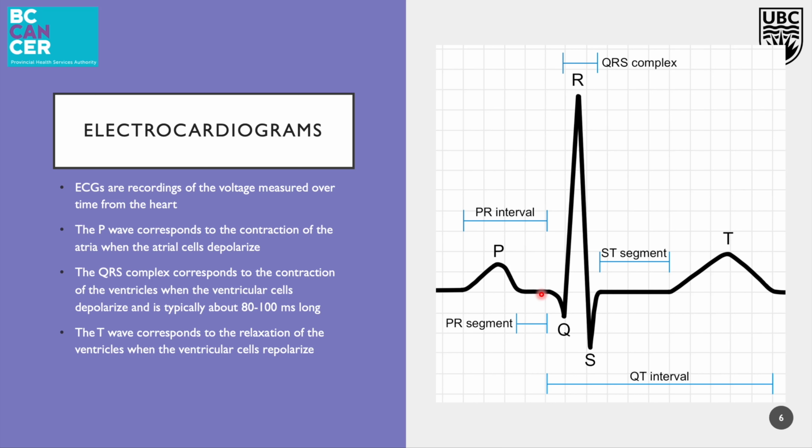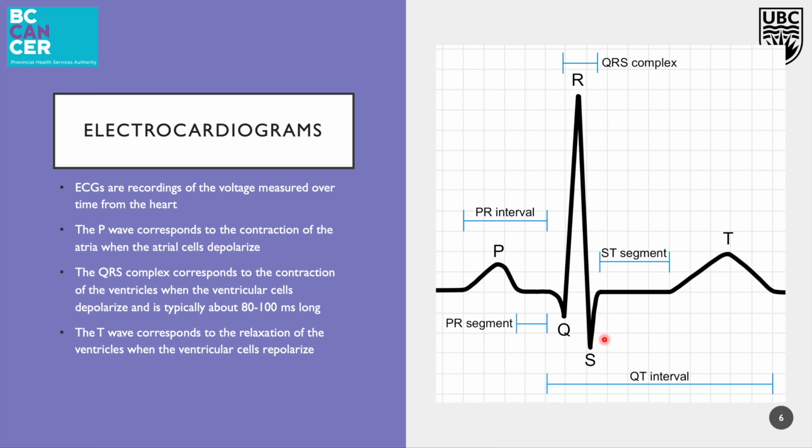Looking at some of the major features of this, the P wave corresponds to the contraction of the atria when the atrial cells depolarize. Then the QRS complex corresponds to the contraction of the ventricles when the ventricular cells depolarize, and this is typically about 80 to 100 milliseconds long. And then finally, we have the T wave, which corresponds to the relaxation of the ventricles when the ventricular cells repolarize. Now, you may have noticed I didn't mention atrial repolarization, and that's because it is obscured by the QRS complex, so we don't actually have a feature corresponding to it here.